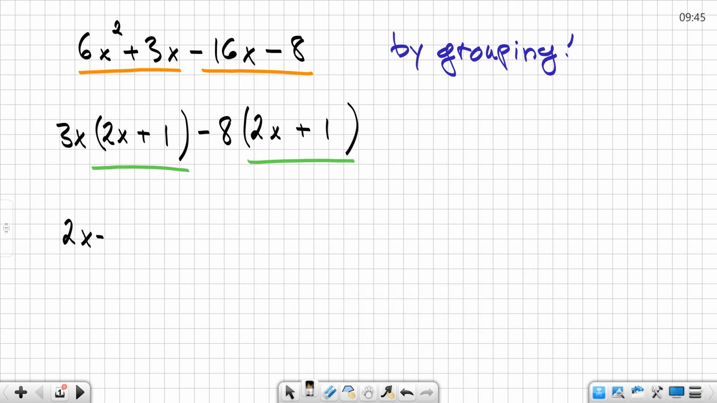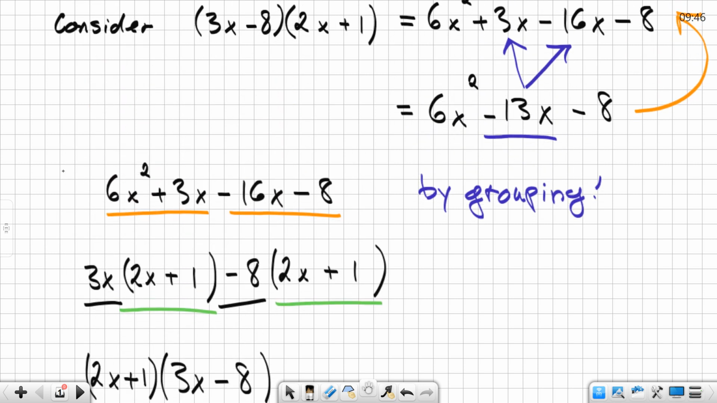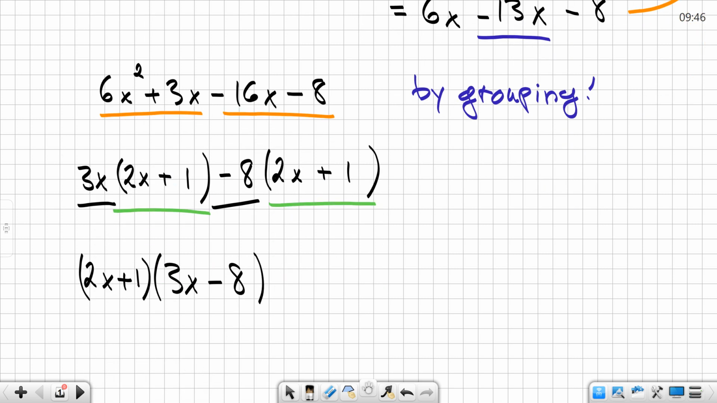And I have 2x plus 1 multiplied by 3x minus 8. And if I now compare this with the problem at the beginning, then it is exactly what we started off with. This is the goal. The only difference is that in my original problem, I had the 2x back here. This is the same thing. 2 times 3 is the same thing as 3 times 2.